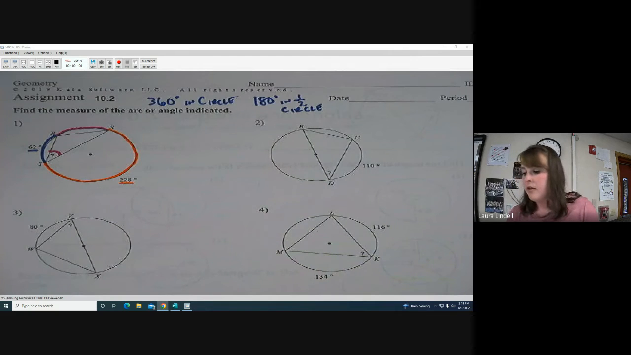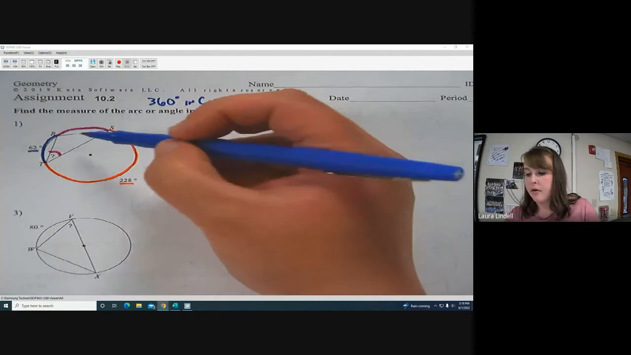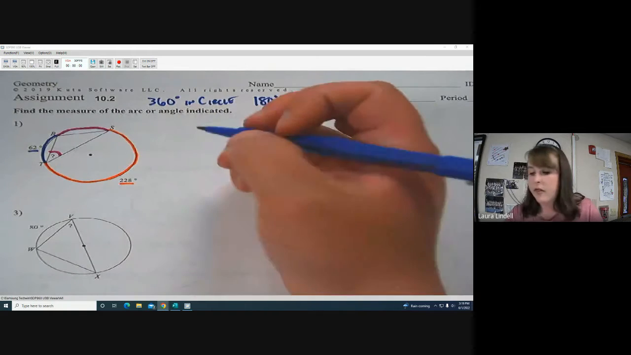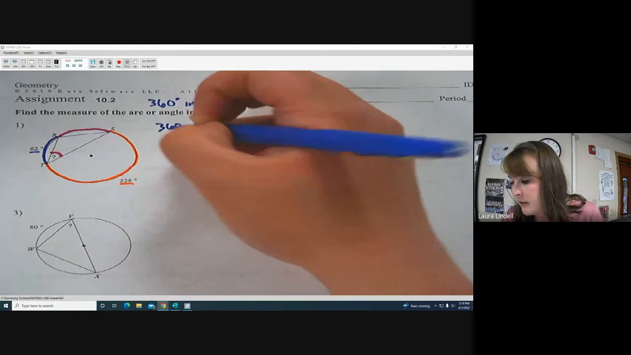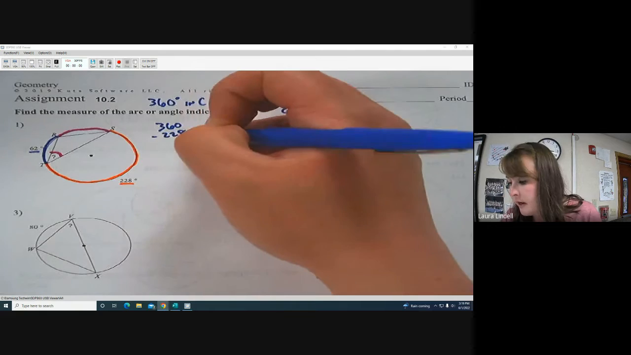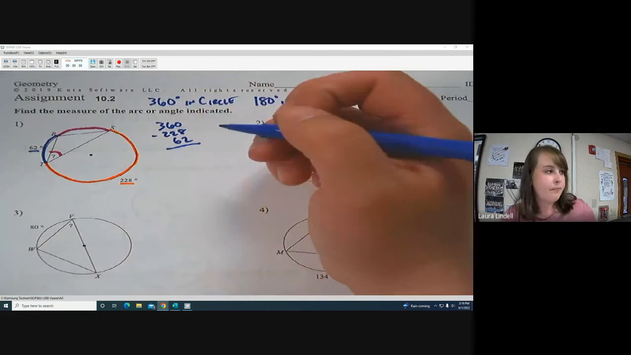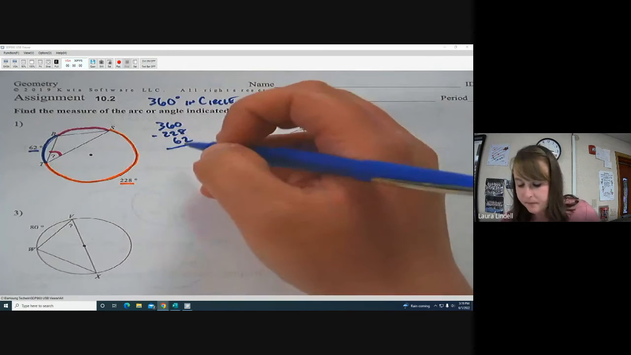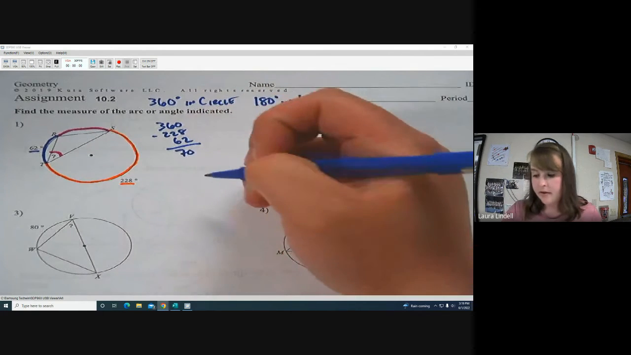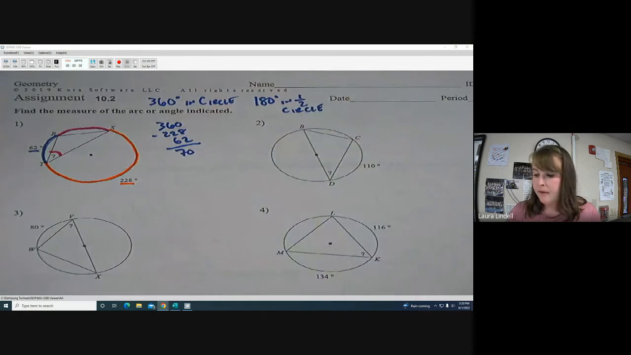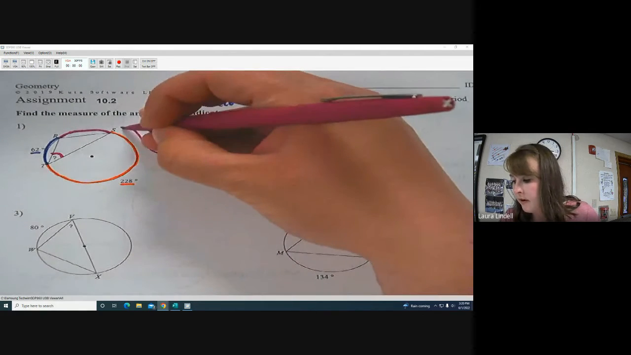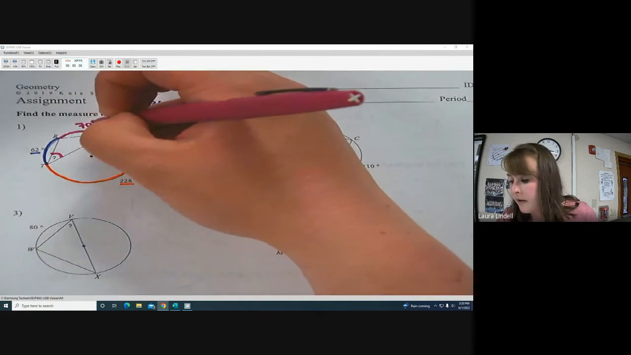Okay. So if this is a whole circle represented by all 3 of these arcs, then all I have to do is go 360 and subtract away 228 and 62. All right. So we go ahead and do that, and we get 70. That means that this arc right here is represented by 70 degrees.